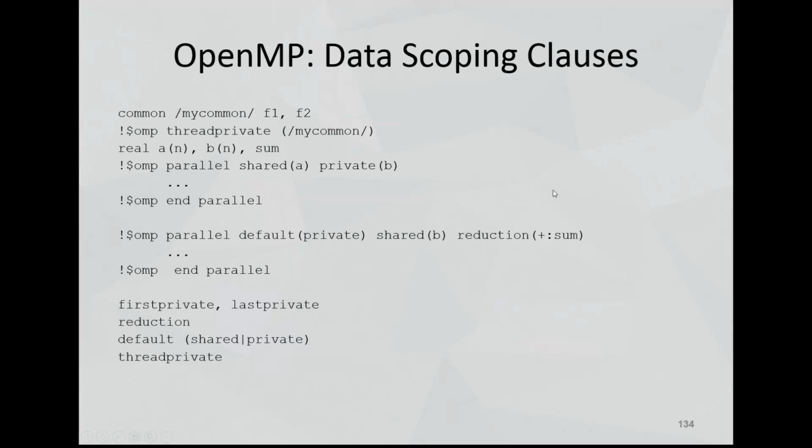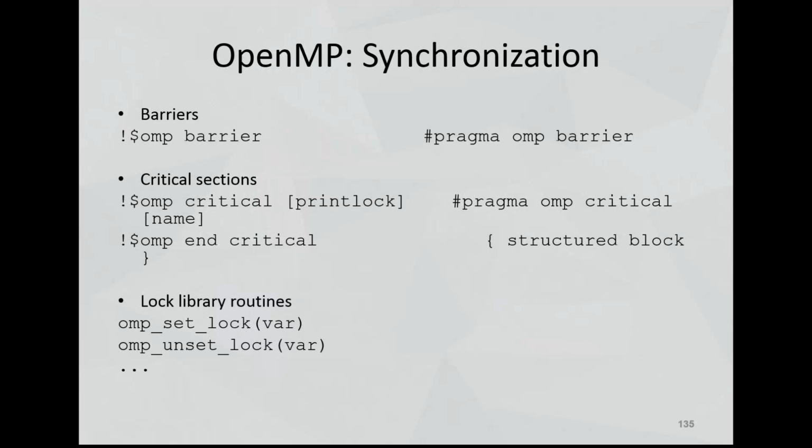Data scoping clauses, just a few ways of doing things. I won't go too much into this much more. Synchronization is important. All threads in a team will wait for each other at the barrier directive. Threads wait at the beginning of a critical region until no further team members in the region are available in processing. So as we're doing this, we'll find that the critical directive has an optional name and all unnamed critical sections map to the same region.